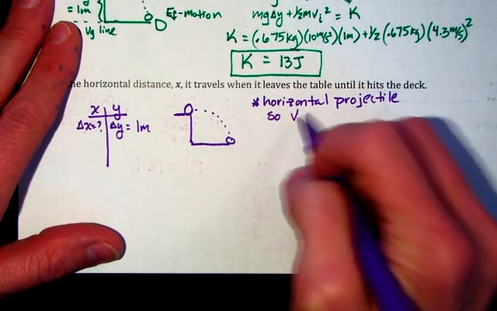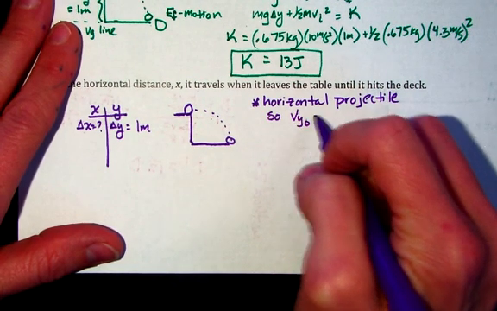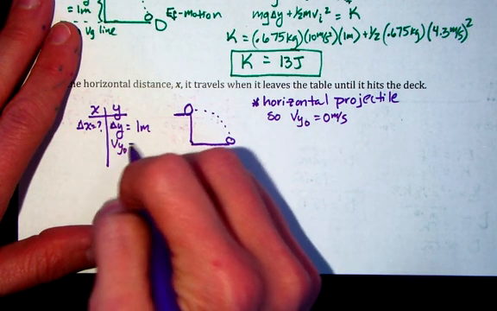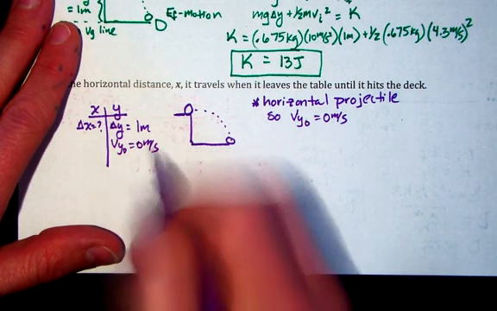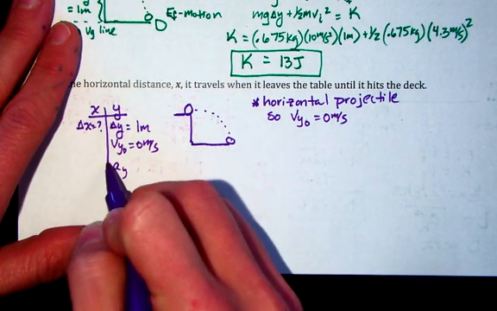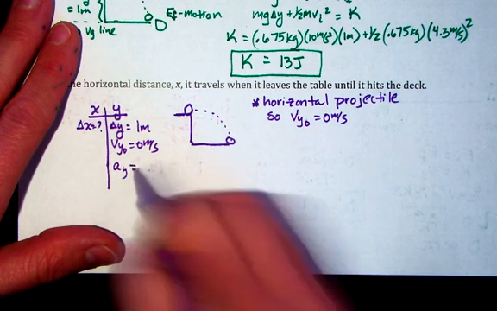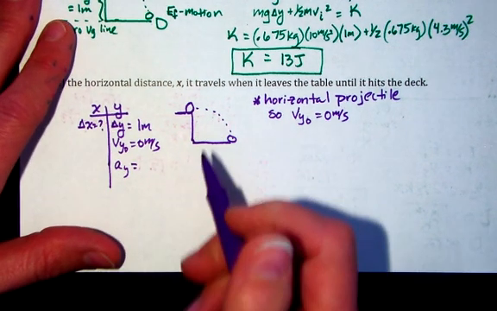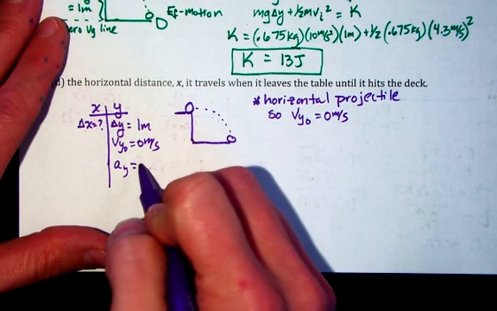Why is that important? So the initial y velocity equals 0 meters per second. So Vy naught equals 0 meters per second. What is the acceleration in the y direction? 0. The acceleration due to gravity. Excellent. So this is g.